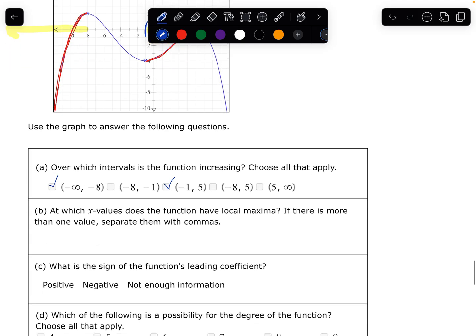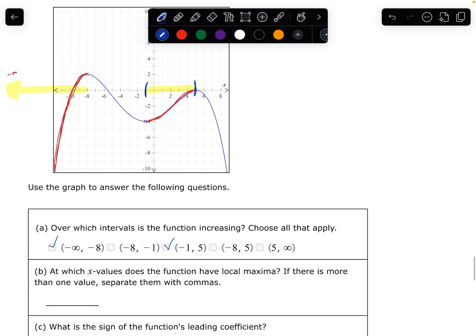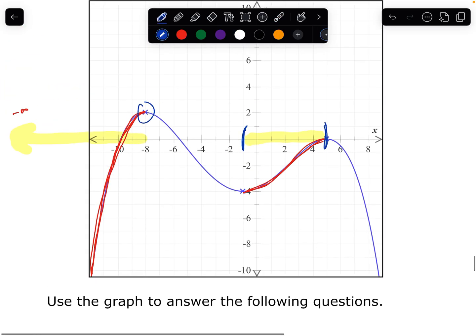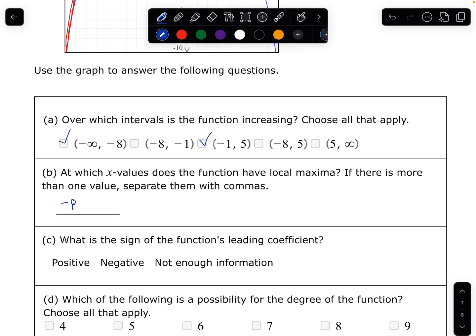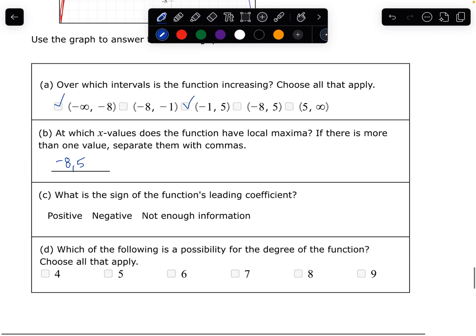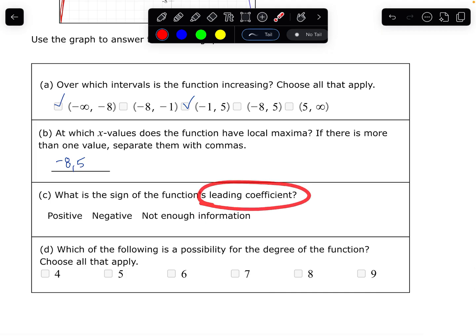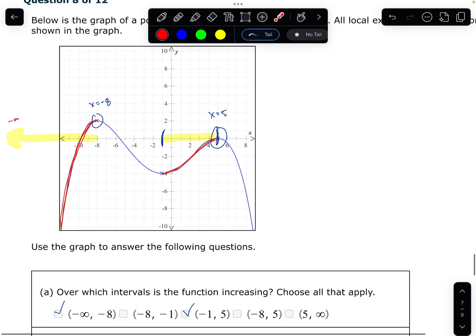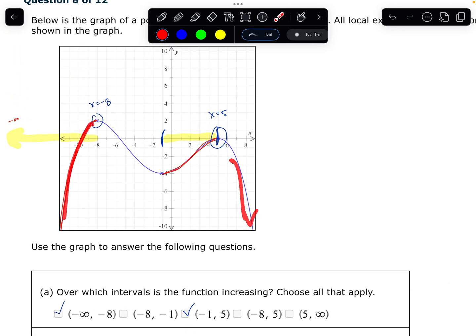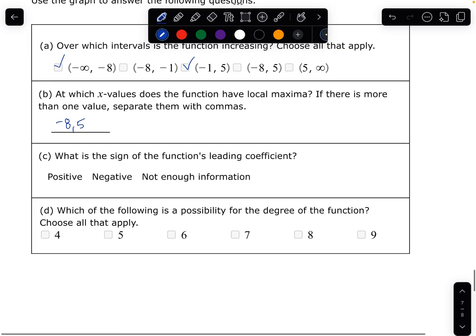At which x values does the function have local maximum? So local maximum would be here. So that's going to be at x equals -8. And here, and that's going to be at x equals 5. So -8 and 5. What is the sign of the function's leading coefficient? So I have an even degree. It's definitely even because it's going down on both sides. And because it's going down on both sides and not up on both sides, it's a negative leading coefficient. So this is negative.